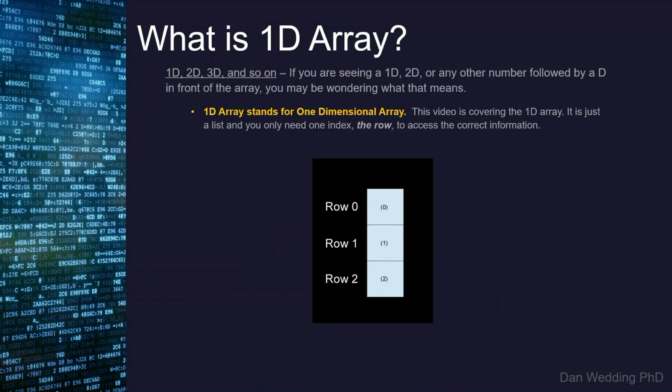If you are seeing a 1D, 2D, or any other number followed by a D in front of the array, you may be wondering what that means. 1D array stands for one-dimensional array. This video is covering the 1D array. It is just a list, and you only need one index, the row, to access the correct information.